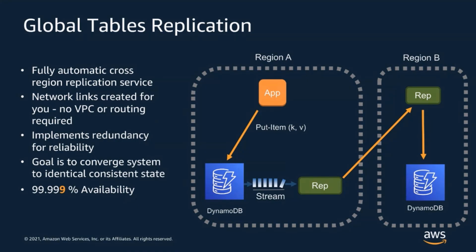The goal of global tables is to converge the system to an identical, consistent state. So to make sure that each replica table that's participating very quickly resolves to the identical images of all the items and the same counts of items on all sides. Much more on that in a moment. This is a deep dive after all.